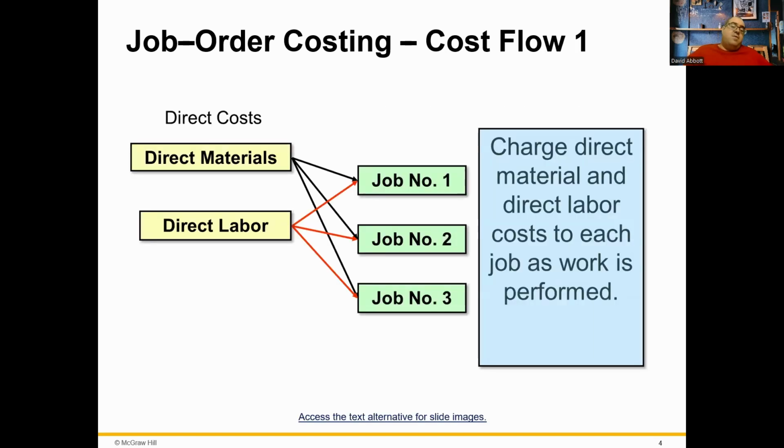Okay, so we see here that the types of manufacturing costs that are assigned to products in a job order costing system are the direct costs, which would be our direct labor and our direct materials. Direct materials are traced to each job as the work is being performed. So as the work is being performed, we know how much materials we're using. Direct labor can also be traced directly to each job. So we know how much labor goes into each job.